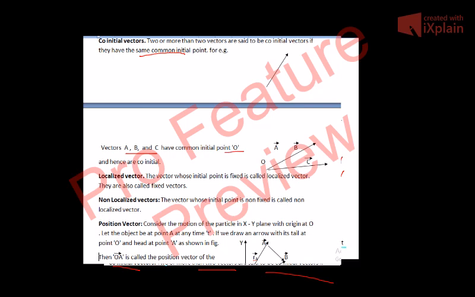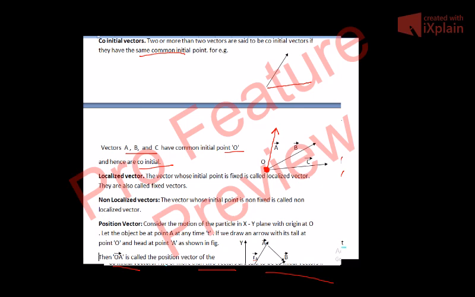Well, actually, this is vector A. O should be written here. This is vector A, so A, B, and C. They have the common initial point, that is O. All these three vectors originate from O. So these three vectors are co-initial vectors.